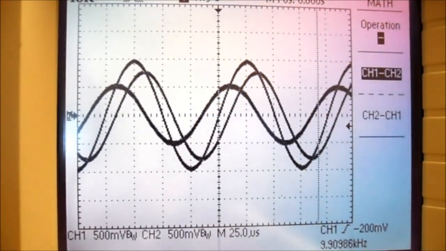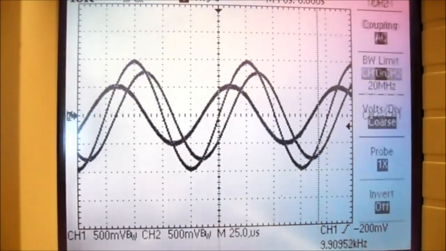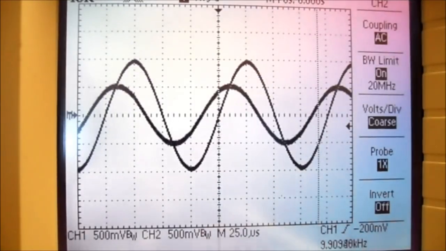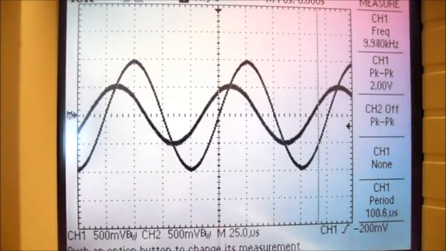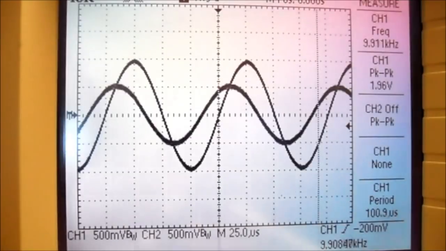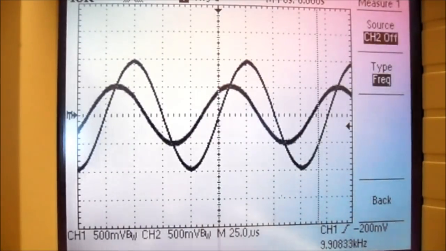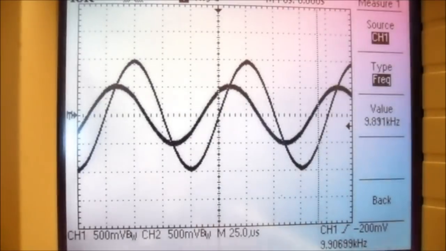To do that, I'm going to turn off channel 2 by pressing the channel 2 menu button twice, and now we've eliminated the voltage across the capacitor. Now when we press the measure button, we can see channel 1, and if I press the first button on the menu, I have source channel 2 off, or source channel 1. I don't have the option of source channel math. So I'm not going to be able to read the volts peak to peak from the measure menu across the resistor. So I'm going to use the cursors.